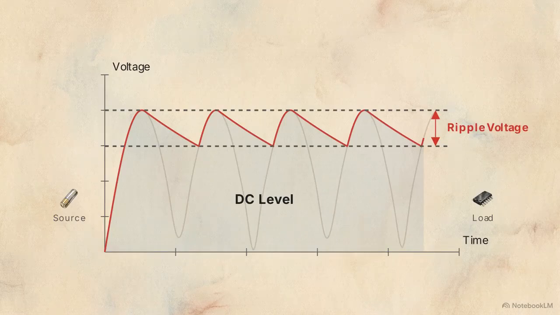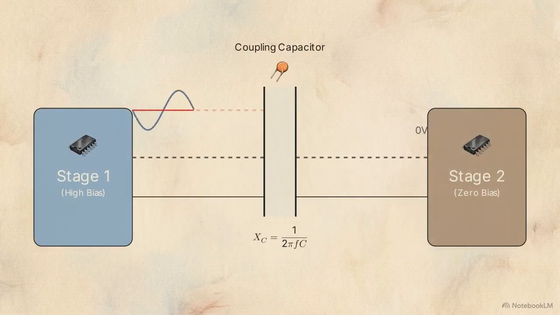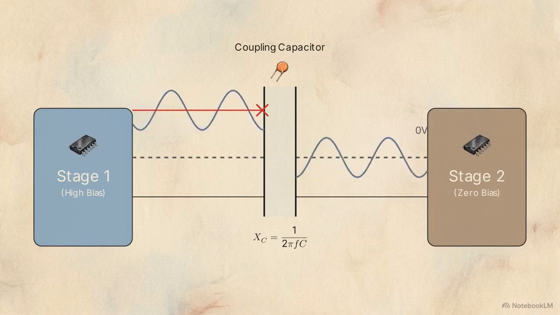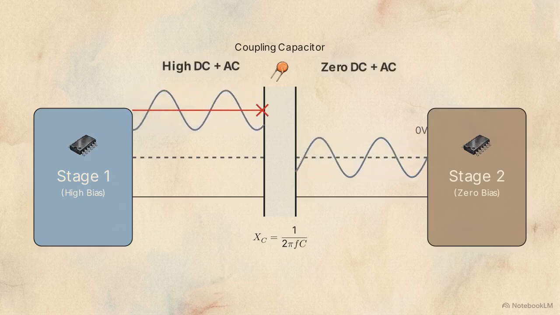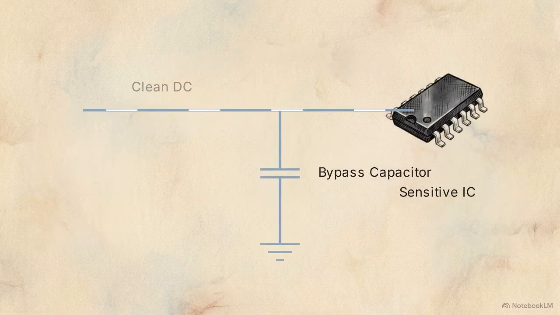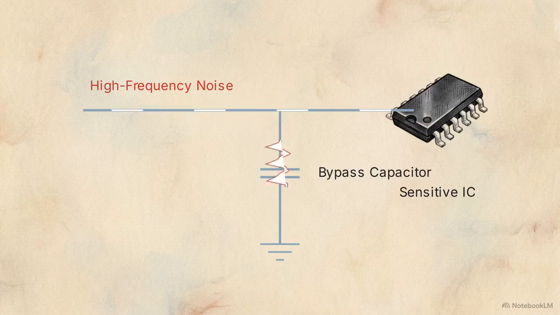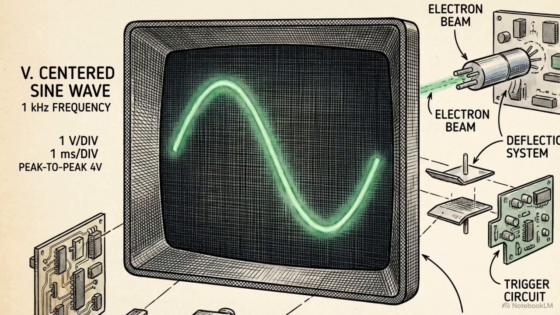ripple voltage. Coupling capacitors sit between amplifier stages to allow AC audio signals to travel through, while blocking the DC bias voltages. Bypass capacitors are used to short high-frequency noise and transients directly to ground, preventing them from affecting sensitive integrated circuits. Technicians troubleshoot these boards with an oscilloscope to verify that each component is providing the correct reactance.